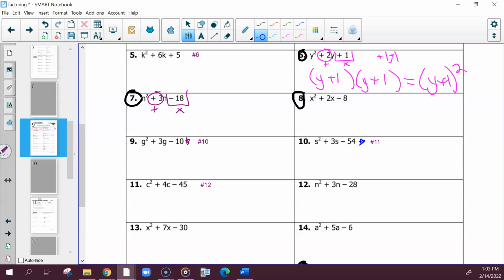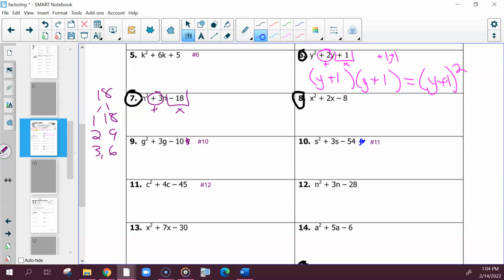And when you do this, I would think about what times what will just give me 18 and then worry about the negative afterwards. So what are some factors of 18? 1 and 18. 2 and 9. I think you guys said the same thing. 3 and 6.